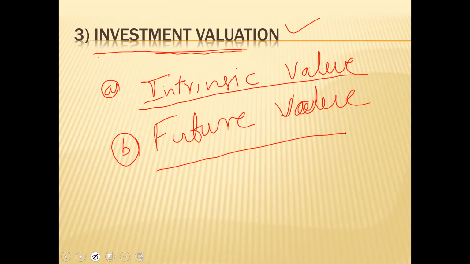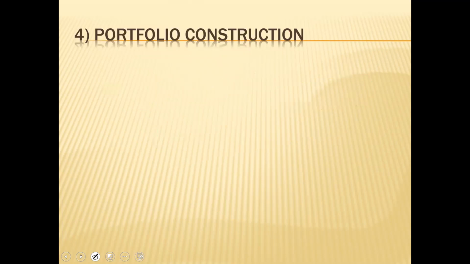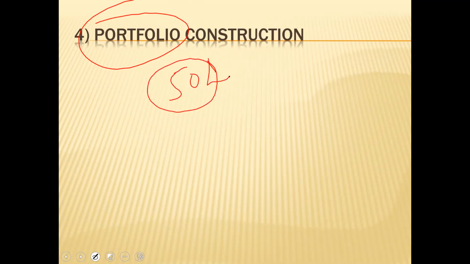Then fourth step, that is construction of the portfolio. What do you mean by portfolio? Portfolio means grouping of securities. What is this grouping of securities? Take for example, you have 50 lakh, as I told, your investable funds or amount to be invested. Here you have selected securities like equity shares, debentures, bonds, and real estate.